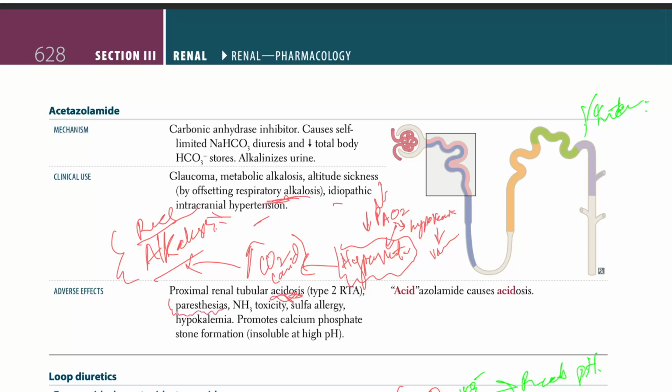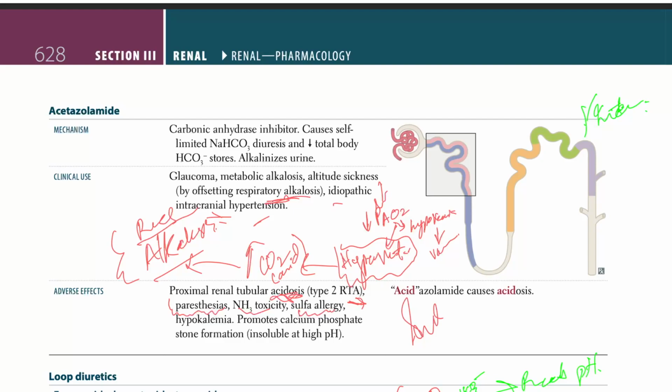Paresthesias, NH3 toxicity, sulfa allergy because it's a sulfa drug. All of the diuretics are sulfa drugs, except the loop diuretic ethacrynic acid. Otherwise, all of the diuretics are sulfa-containing drugs. So it can lead to sulfa allergy.